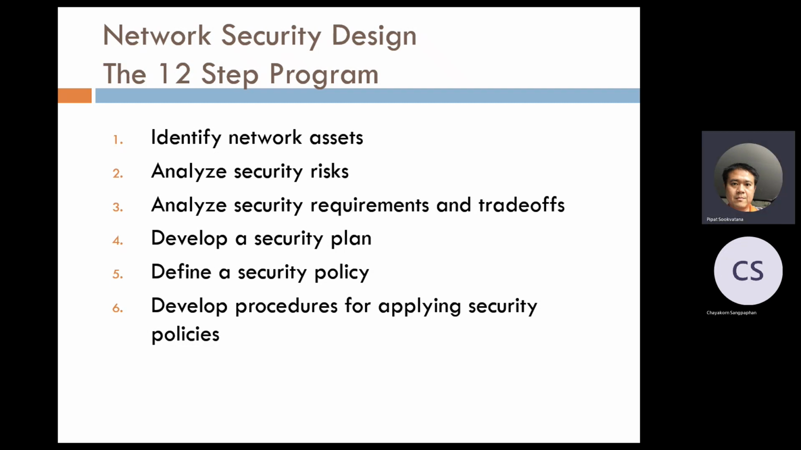For example, I have the customer information in this hard disk, in this server, and in the hard disk. So what are the security risks? The hacker may hack in. The hard disk might malfunction. The server might be down, or a power surge might take down the whole server. So we have to identify all the security risks on every item of the asset. Because after that, we have to come up with the security requirements that we analyze with the trade-off.